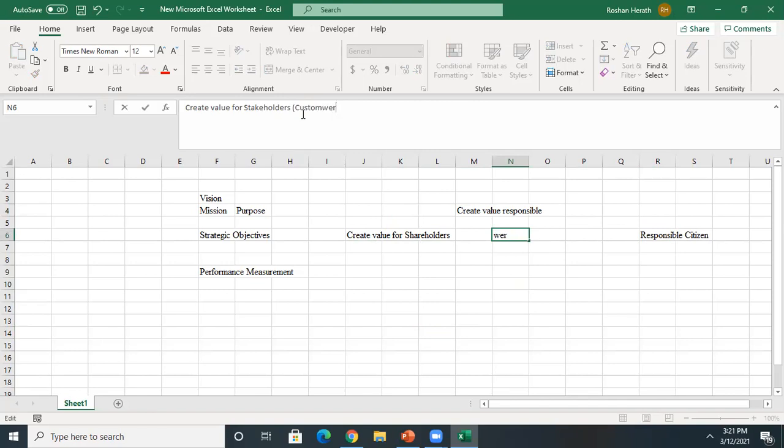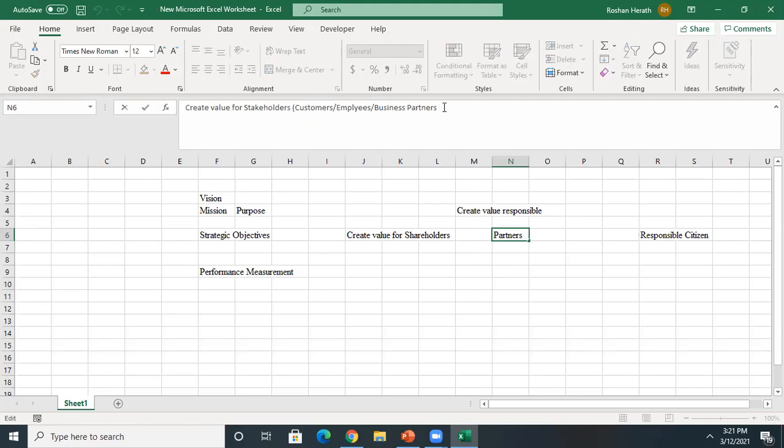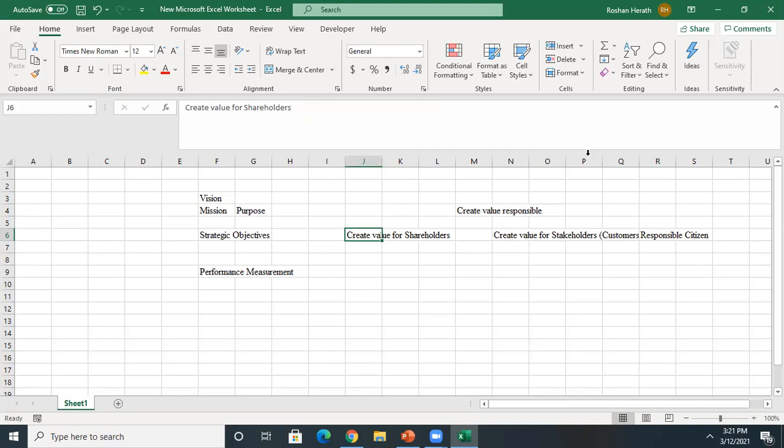They want to create value for customers, right? They want to create value for customers and they want to create value for employees, right? And they want to create value for business partners, right? Partners. So likewise there are different parties. The different impactful parties are there, and here they have the investors or the owners. Shareholders, they are the owners.